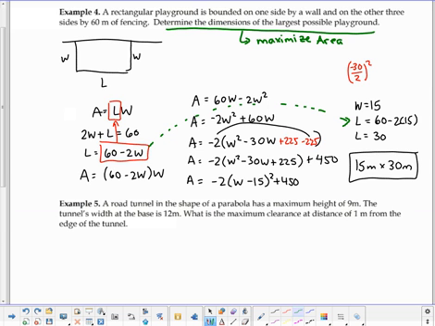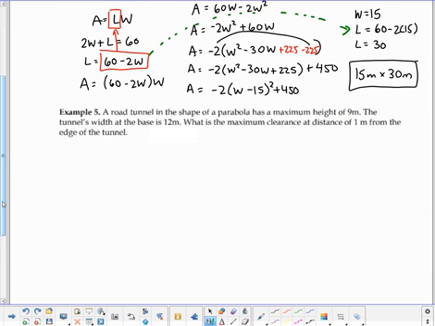Okay, number 5, the last one is very similar to ones we've looked at before, where we had to make the equation. Let's just try, I'll just set it up. Maybe I'll do it quickly. Let's just do it really quickly and then we're done. It's one of those tunnels again. Okay, it tells you that the maximum height of the tunnel is 9 meters. It's these ones.